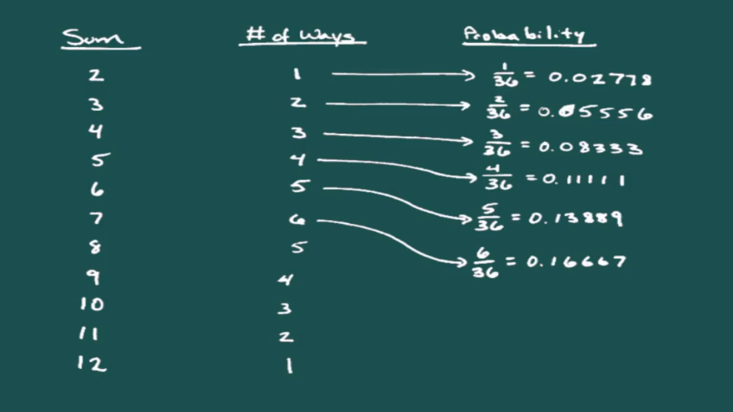Probability of rolling a 3, 2 out of 36, 0.05556, and so on and so on. And so we can kind of see that the most likely roll, the one with the biggest probability, 6 over 36, is just going to be 0.16667. So how would these kind of start showing up then if we went and rolled a lot of dice?